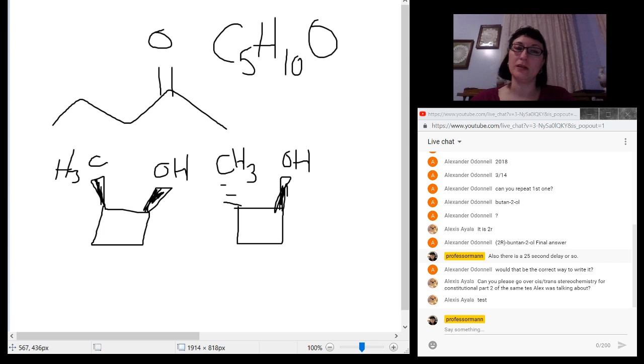So constitutional means completely different connectivity than what you started with. So it's not talking about stereoisomers. But it's saying find a constitutional isomer, so something with the same formula that has cis-trans isomers, which means it has to have a ring. We will learn where alkenes can also have cis-trans isomers, but we haven't done that yet. So hopefully that makes sense. Let me know if I need to clarify that further.